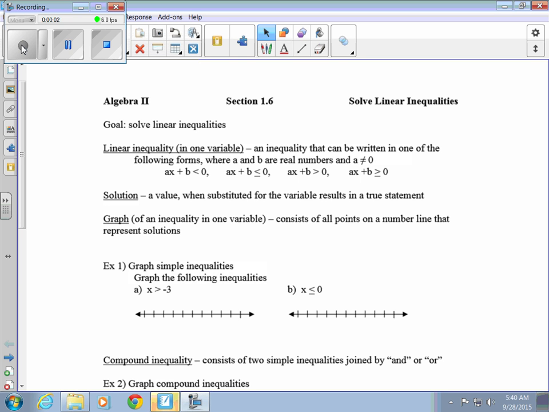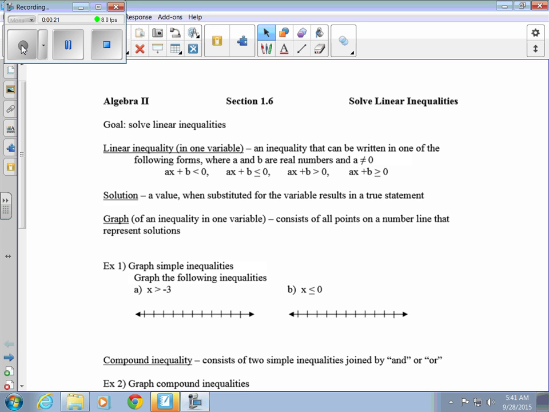Today we're going to be talking about section 1.6, which is on solving linear inequalities. And when we talk about a linear inequality, and we're going to be talking about them in one variable today, it's an inequality that can be written in one of the following forms, where a and b are real numbers and a is not equal to 0.